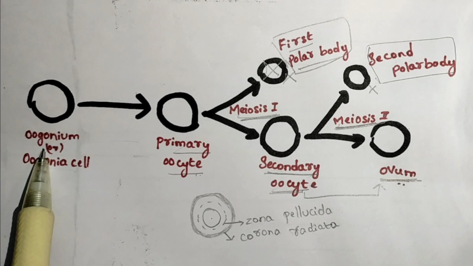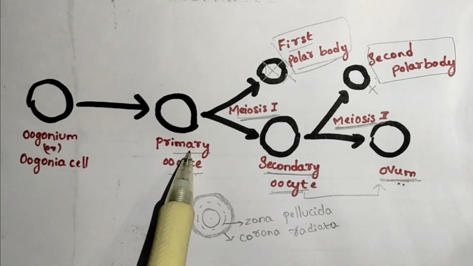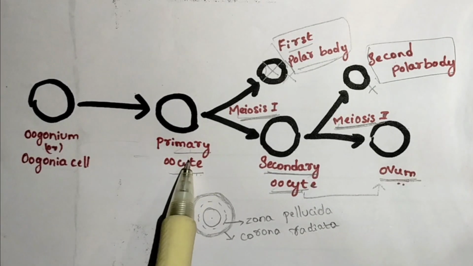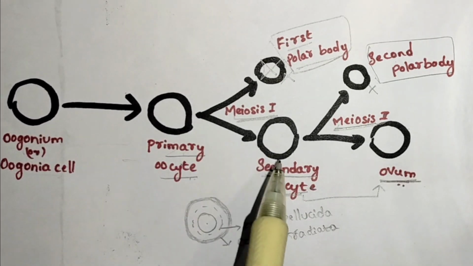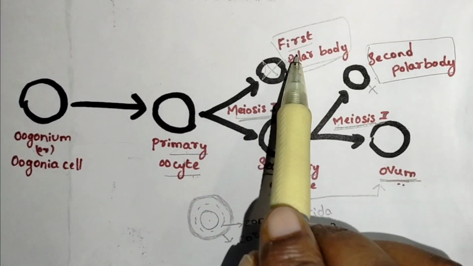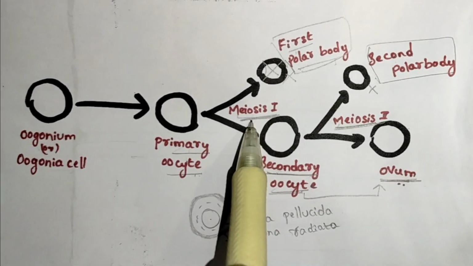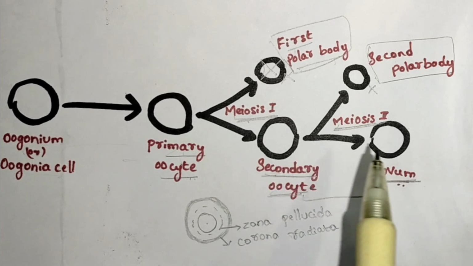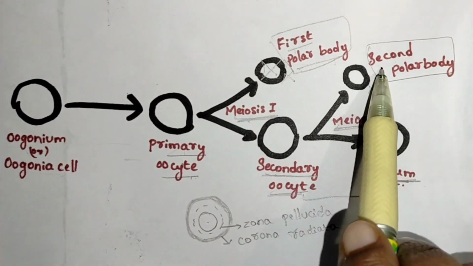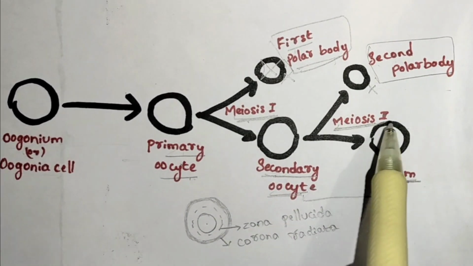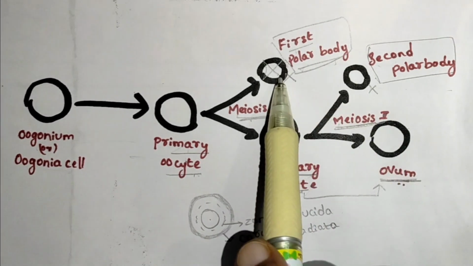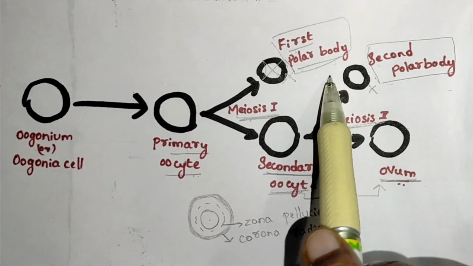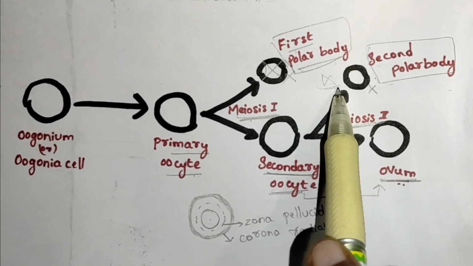Again, oogonium or oogonia cell is divided into primary oocytes, and primary oocyte is divided into secondary oocyte and first polar body by meiosis 1, and secondary oocyte is further divided into ovum and second polar body by meiosis 2. Here the first polar body and second polar body die and are not going to divide further.